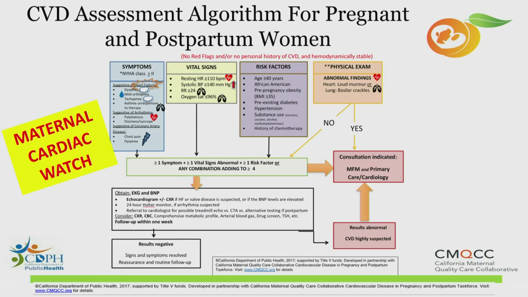So we're going to walk you through. There's the symptoms, vital signs, and risk factors, those 3 altogether. If you have at least 1 symptom, 1 vital sign, 1 risk factor, you screen positive, you automatically go to the next step. Or if you have any combination of 4 in any of those 3 categories. So if she has 3 symptoms and 1 vital sign and no risk factors, that's 4. She screens positive, go to the next step. Okay? So either 1 in each category of those 3, or any combination of 4.